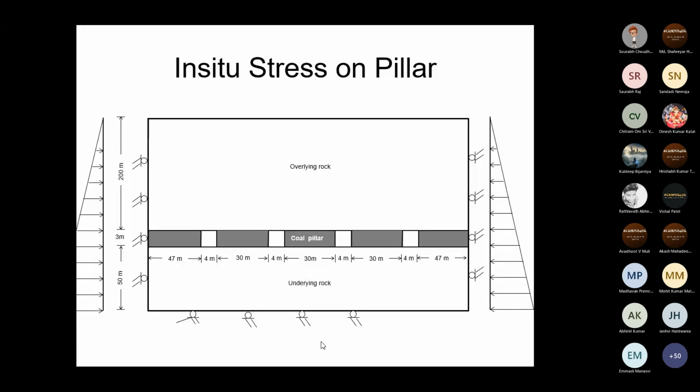Okay, so in this figure you will see the overlying rock. Then there is a coal pillar with arrays of openings. The four openings are being shown here, having width 4 meter and height equal to this coal seam height, that is 3 meter, and there is a spacing between these two openings, or maybe the length of the window is also given there. So these are the basic or fundamental parameters which are needed to evaluate the pillar strength or the pillar stress.